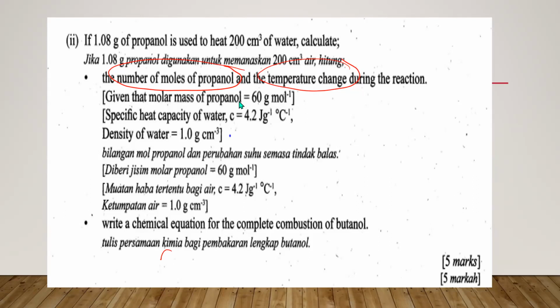The number of moles of. Milo, you can use mummy's. There you go. Mommy holds for you. All right.